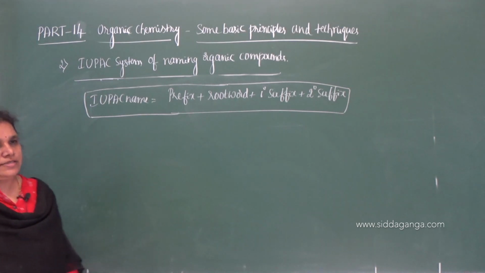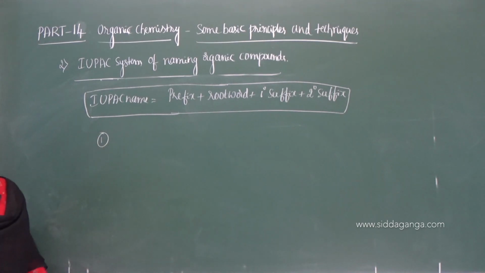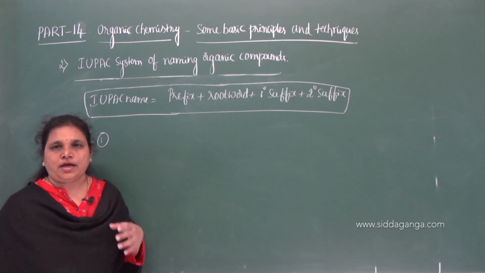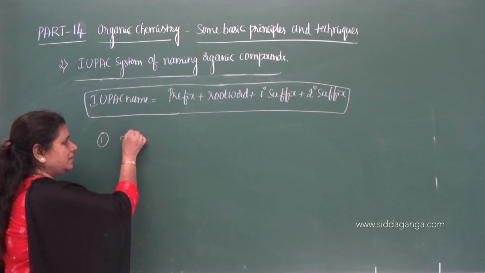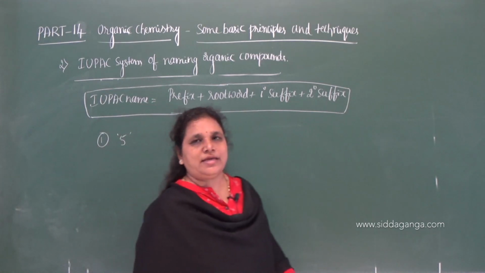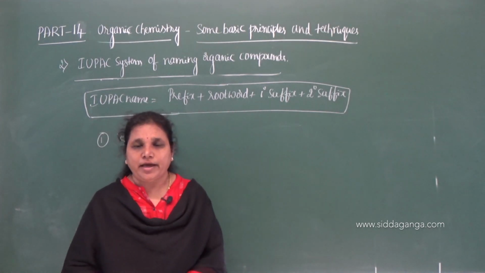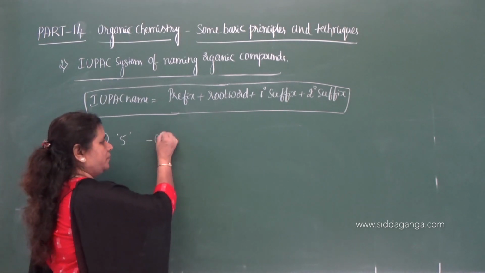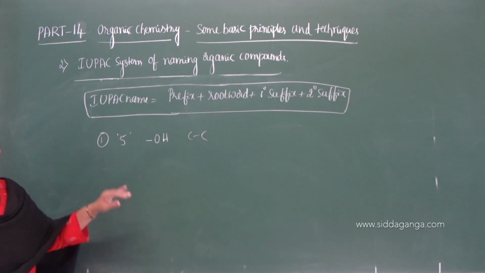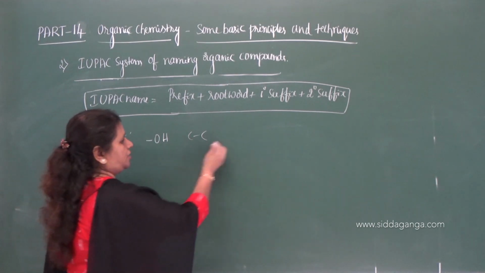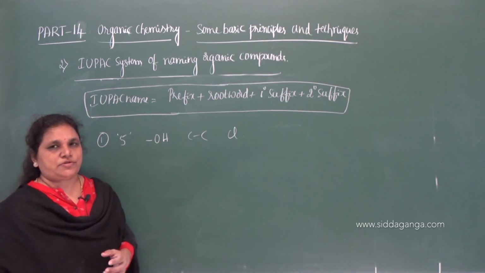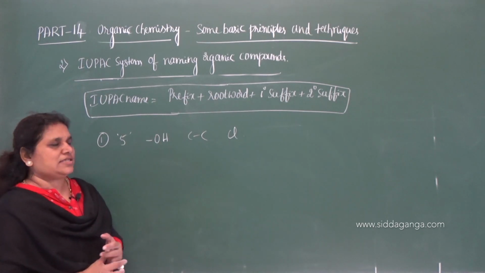Now let me give one example here. Consider a given organic compound in which the selected carbon chain contains 5 carbon atoms. All 5 carbon atoms are joined by single covalent bonds, and it contains OH as a functional group. Along with the carbon to carbon single bonds and the OH group, it contains Cl, chlorine, as a substituent group.